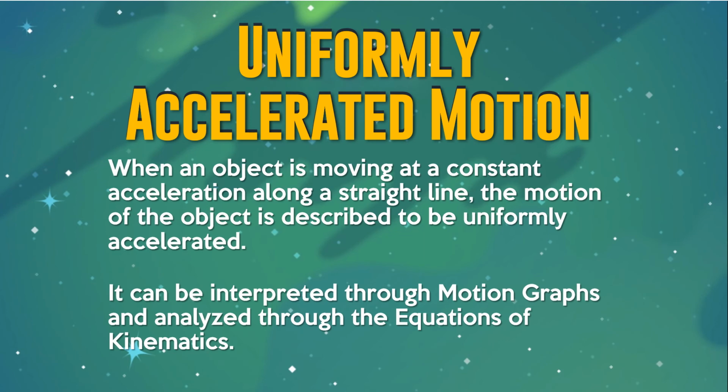The motion of the object is described to be uniformly accelerated. Later, I'm going to show you the different equations of kinematics, but kindly remember that objects which have a uniform accelerated motion can be interpreted through what we call the motion graphs and can be analyzed through the equations of kinematics.